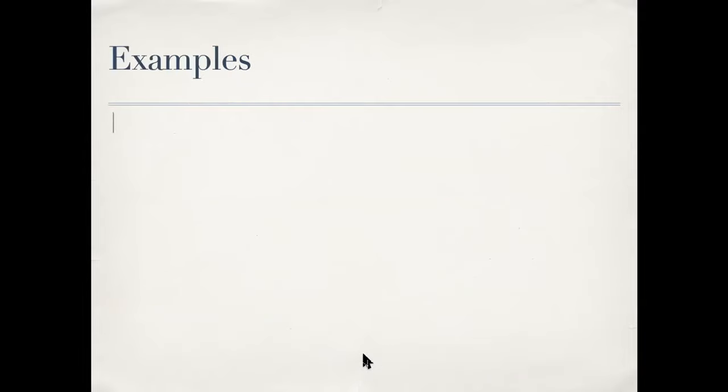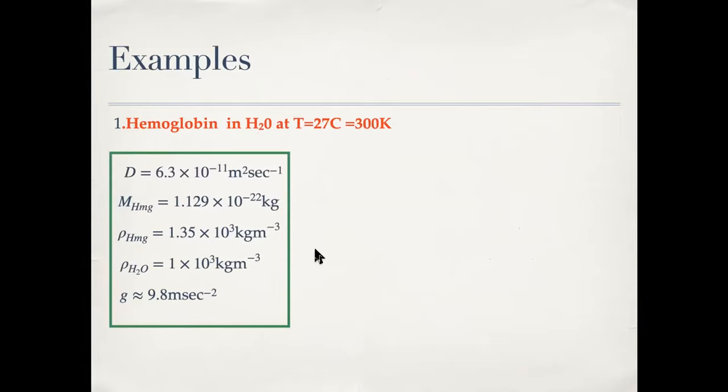All right, so examples. Consider now a motion of a hemoglobin particle in water at room temperature, which is 27 Celsius, and that is 300 Kelvins. And these are the constants which we need to know. The diffusion coefficient of hemoglobin is 6 × 10⁻¹⁰ meters squared per second. The mass of the hemoglobin molecule is 10⁻²² kilograms.